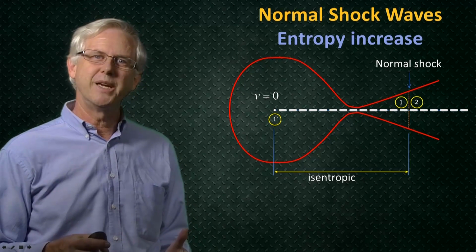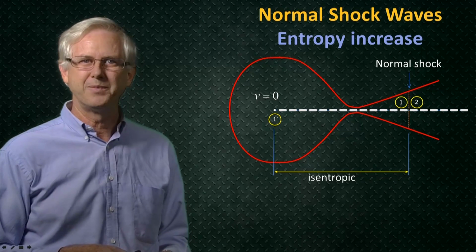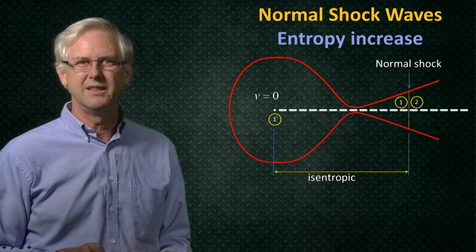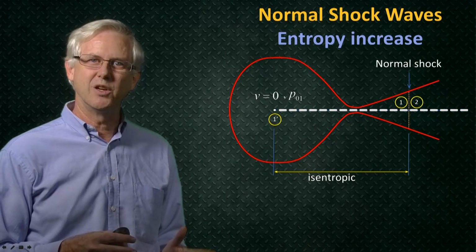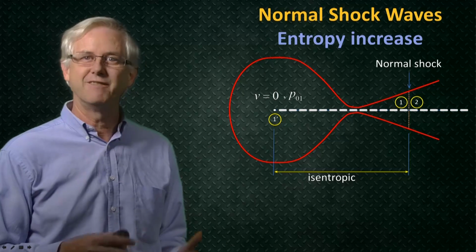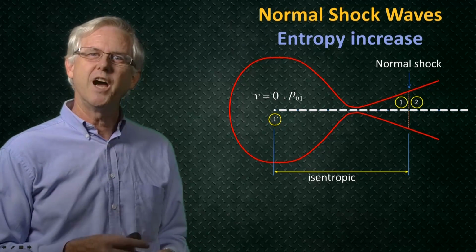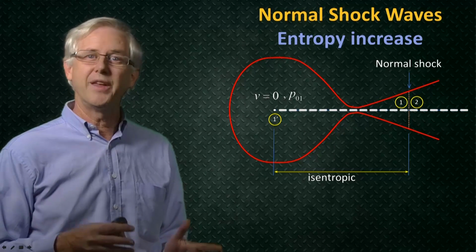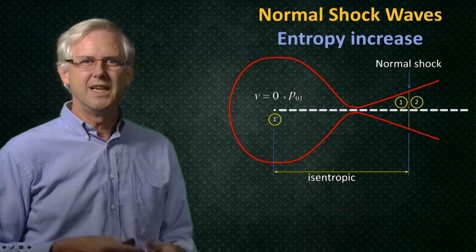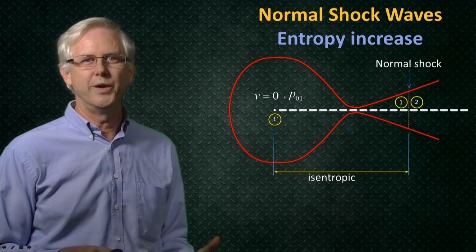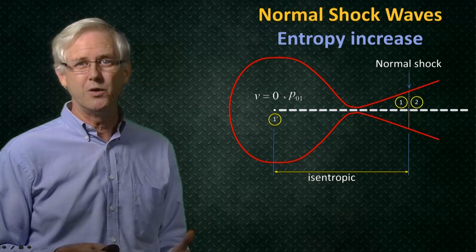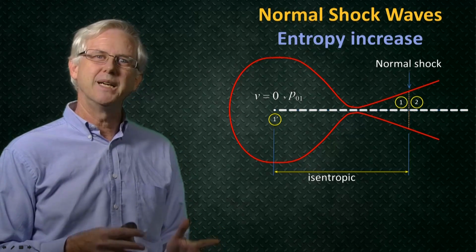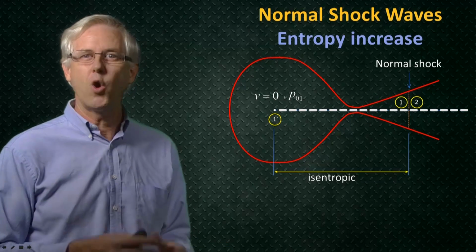Now, since the flow speed is 0 at state 1', and it's an isentropic flow from 1' to 1, then the pressure inside the vessel is going to be the stagnation pressure for state 1. We denote that as P01. Now let's look at the flow on the other side of the shock wave. Since it's a normal shock wave, we know that the Mach number for state 2 must be subsonic, less than 1. Remember that the Mach number downstream of a normal shock wave is always subsonic.